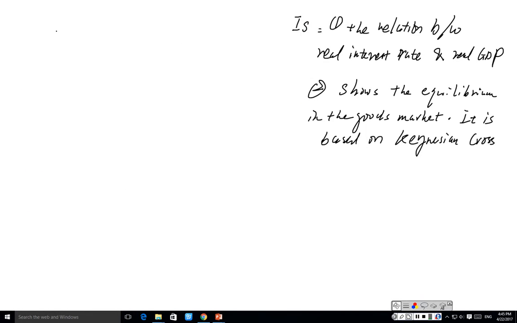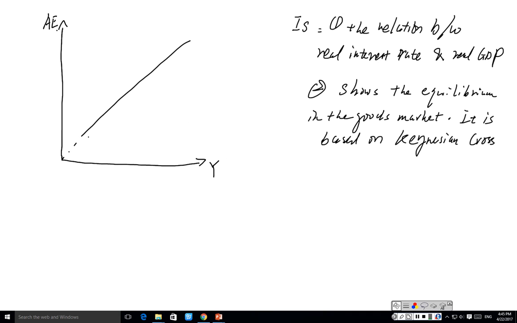So now let's derive the IS curve. As we mentioned, this model is based on the Keynesian cross model. First, let's draw the Keynesian cross model. The aggregate expenditure, the real GDP, the 45-degree line shows the output Y. This upward sloping curve shows the aggregate expenditure.